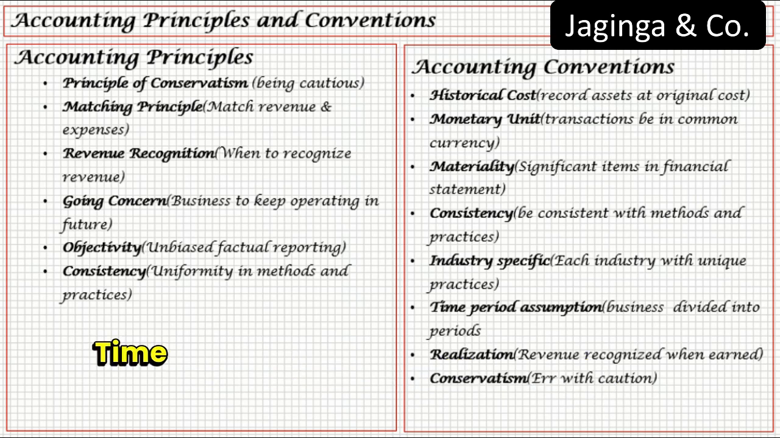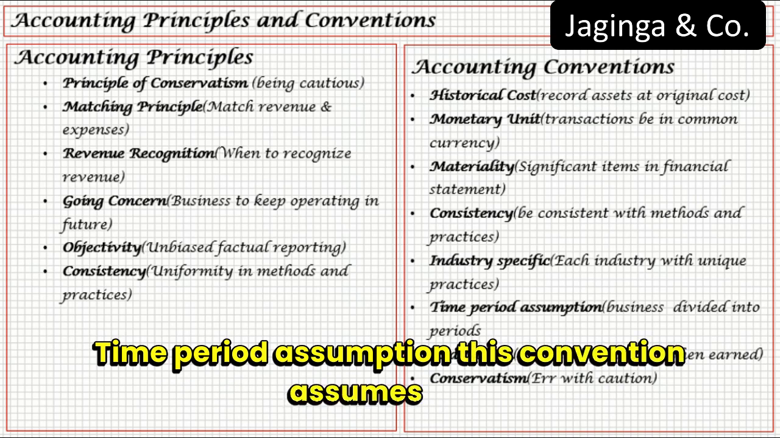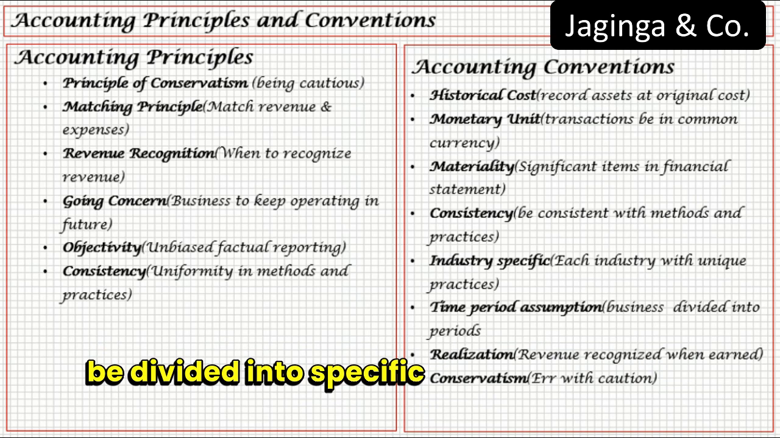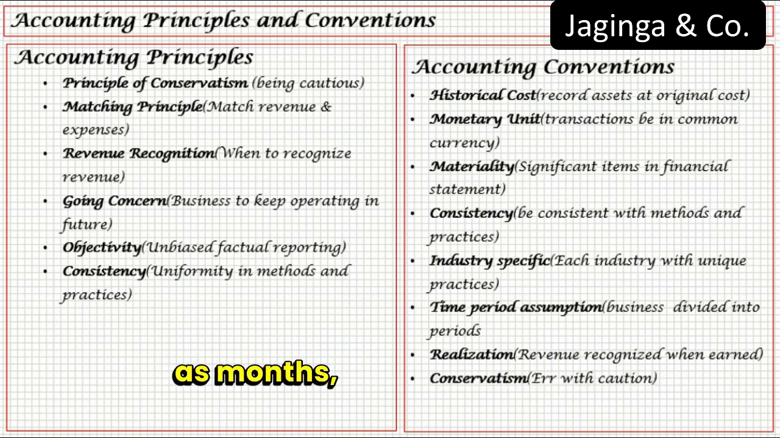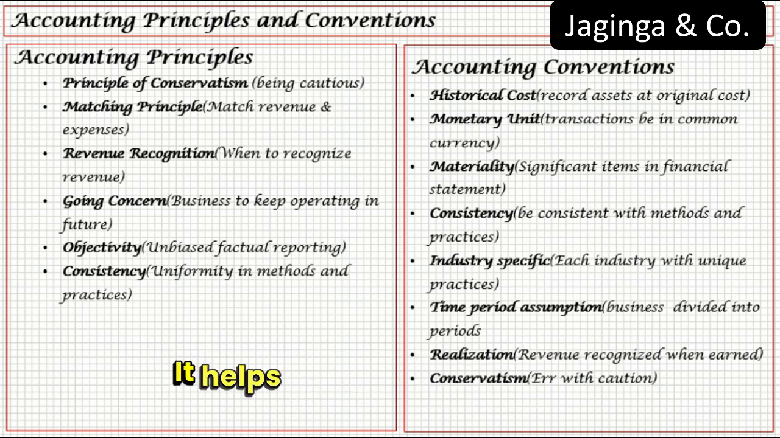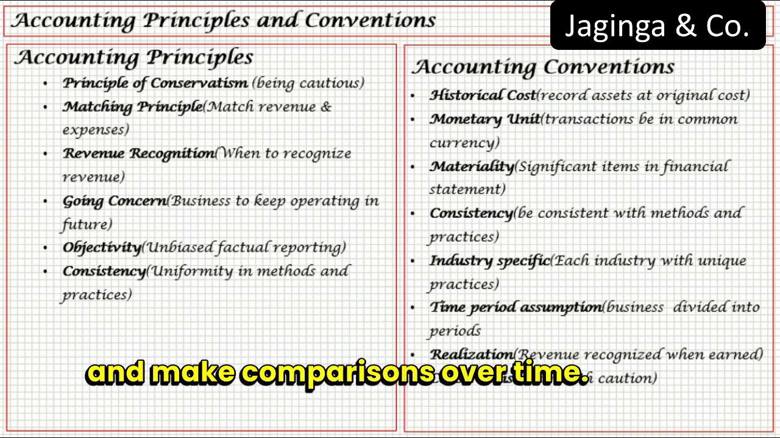6. Time period assumption. This convention assumes that the economic activities of a business can be divided into specific time periods, such as months, quarters, or years. It's like breaking down a movie into individual scenes. It helps us track performance and make comparisons over time.